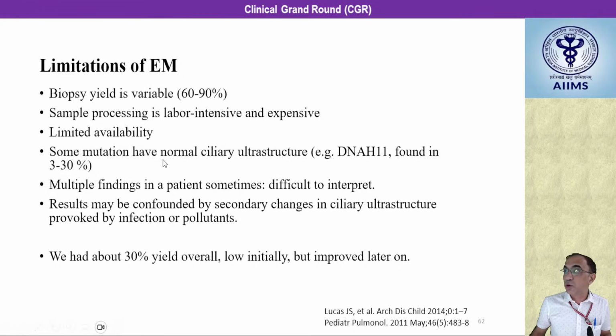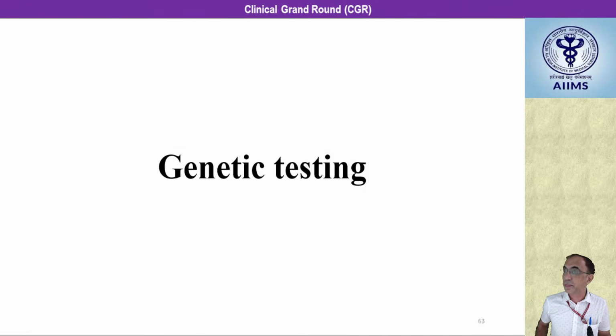And in some mutations we have normal structures, like these DNAH11 mutations. Sometimes in the reporting we found multiple findings in one patient, so sometimes it is very difficult to interpret the findings. And these findings may be confounded by secondary changes in structure from infections or pollutants. Overall, we have a 30% yield at AIIMS. It was initially low, but now we are improving this reportability.